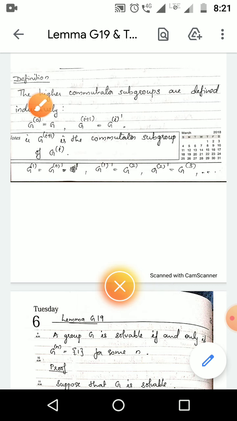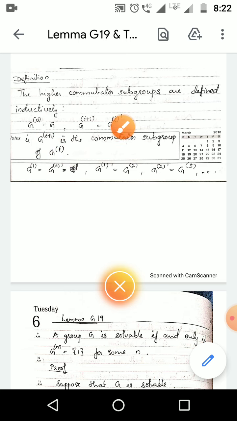Here comes the definition of higher commutator subgroups. Just a notation. The higher commutator subgroups are defined inductively. G naught, G raised to 0, in brackets, is equal to G. It is just a notation. While we are dealing with more than one commutator subgroup, we denote like this. G naught is denoted as G, and G(i+1) is Gi dash. Gi dash is the commutator subgroup of Gi, and it is denoted as G(i+1). That is, G(i+1) is the commutator subgroup of Gi.